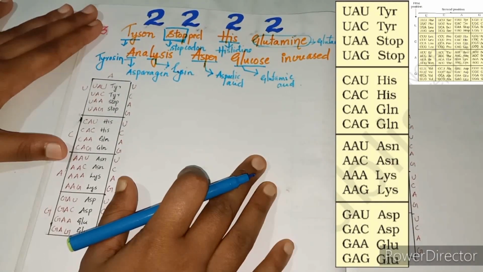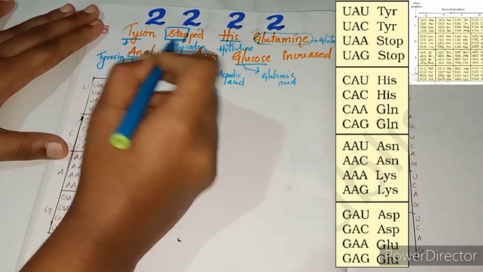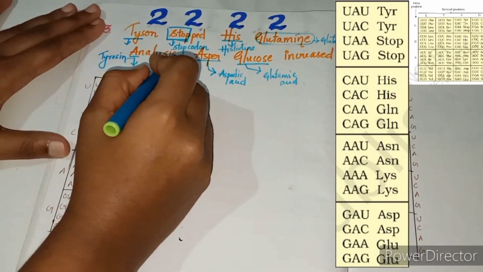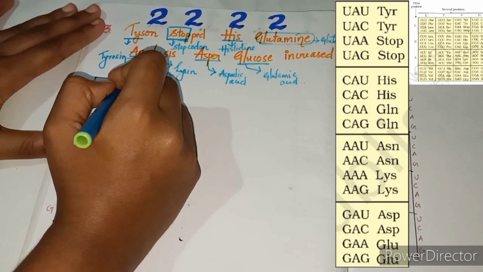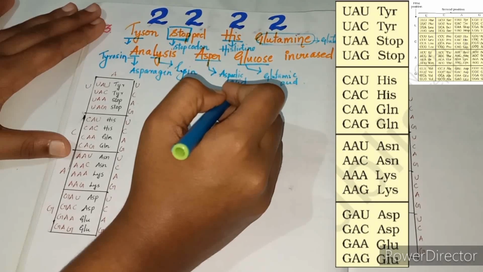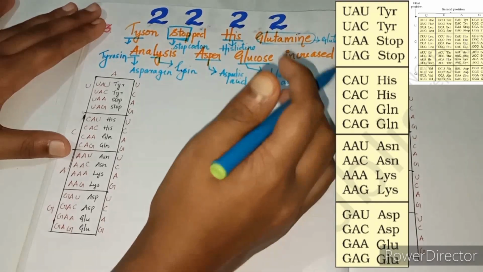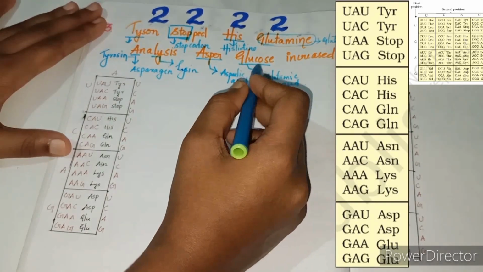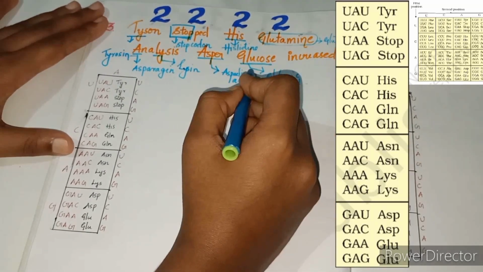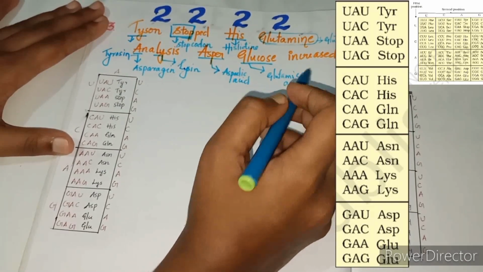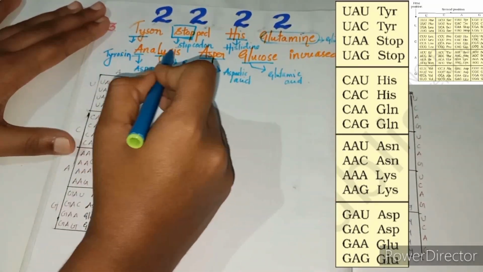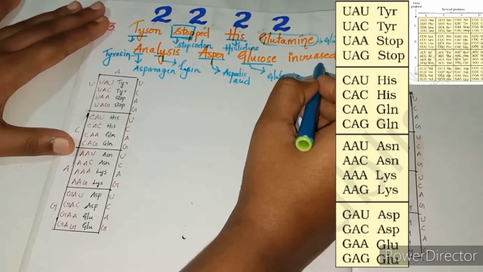Here don't be confused by asparagine and aspartic acid. That is, in analysis, A is coding for asparagine and asper is coding for aspartic acid. And also don't be confused by glutamine and glucose. Glutamine simply codes for glutamine itself and glucose for glutamic acid. Tyson stopped his glutamine analysis as per glucose increased.